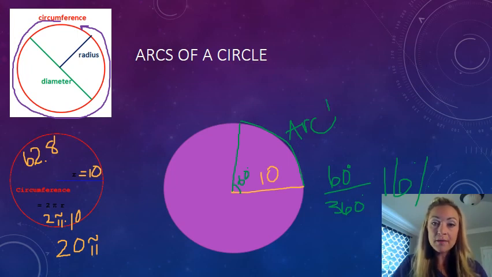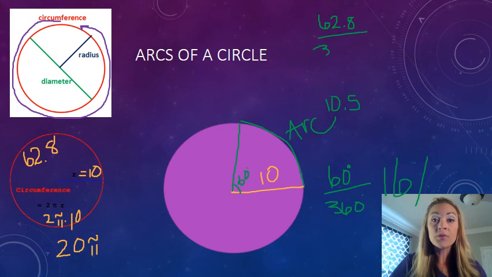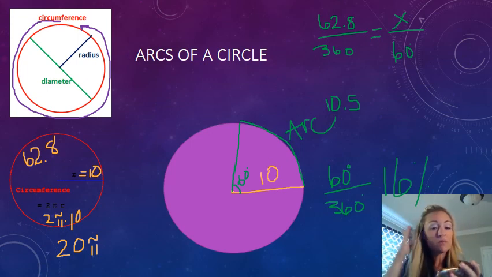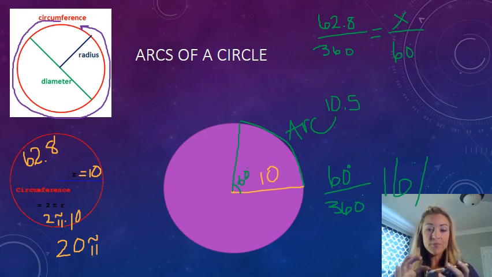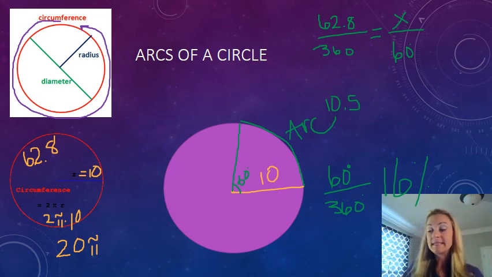So this would be about 10.5 when the distance all the way around is 62.8, okay? Remember, your other option is to set up a proportion, and it would look like this. 62.8 goes with all 360 degrees, and I need a proportion of the arc over only 60 degrees. And then again, let the calculator do all the work. You would cross multiply 62.8 times 60 and then divide by 360. And I'm getting 10.46, which again, we rounded to 10.5.